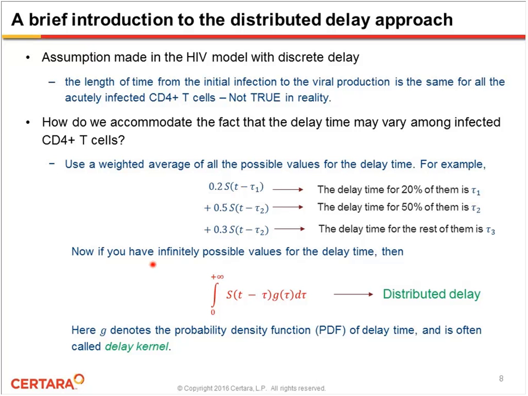Now, what if you have infinitely many possible values for the delay time? Then this sum just becomes this integral. Here, C denotes the probability density function of the delay time, and it is often called the delay kernel. And this term is called a distributed delay because there is a distribution involved here.